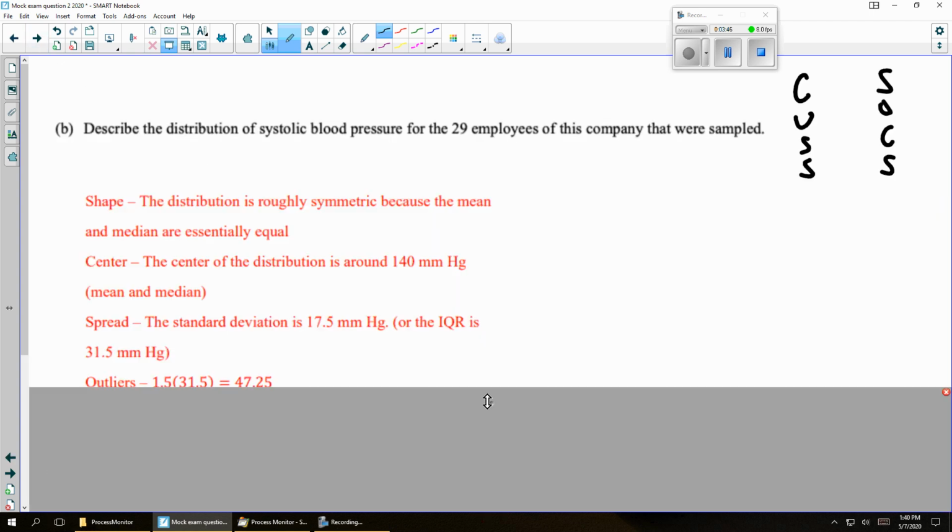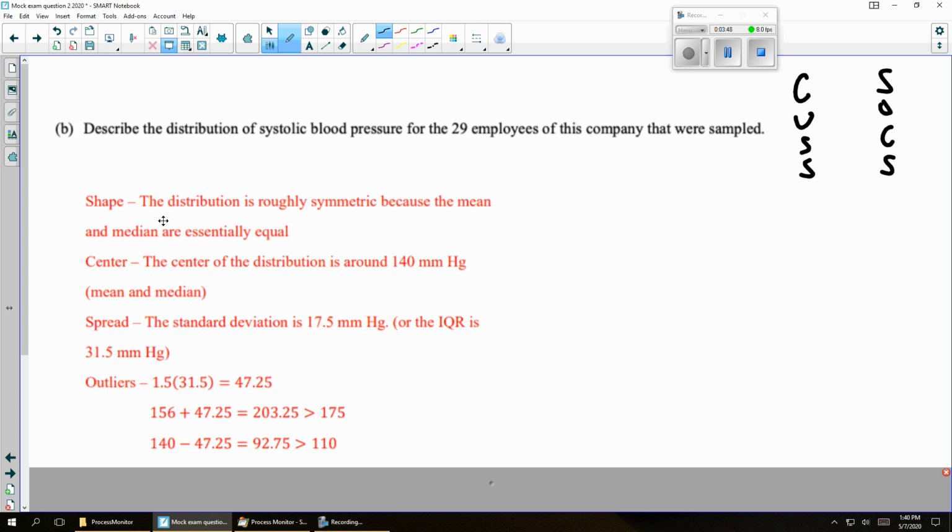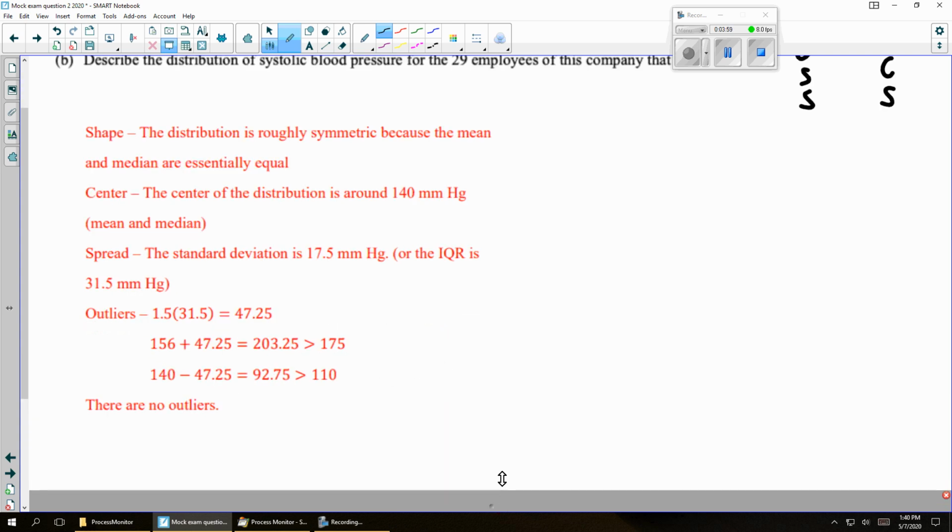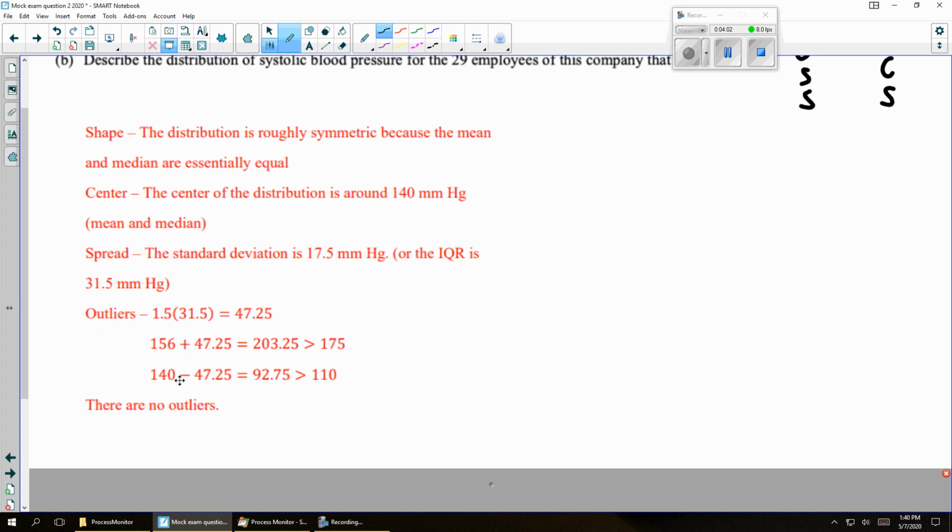So let's check this out. The shape, roughly symmetric because the mean and the median are essentially equal. The center is about 140. The spread, they listed either one, just like I mentioned. And then they showed some work on determining whether or not there were outliers. I probably would beef this last sentence up and say, since no points fall outside this range here, which I think is what they're trying to do with these inequality symbols.